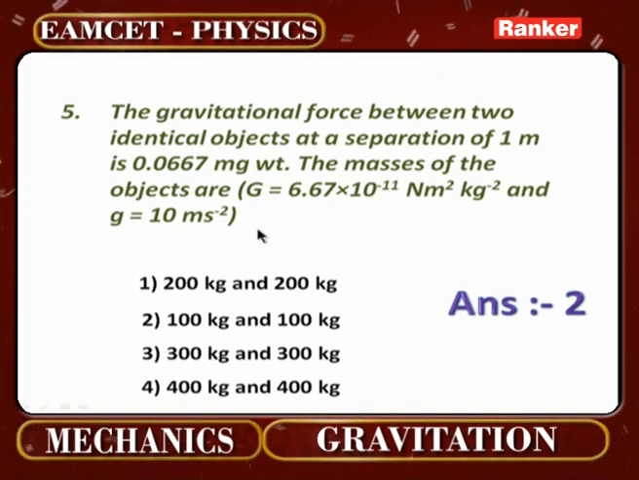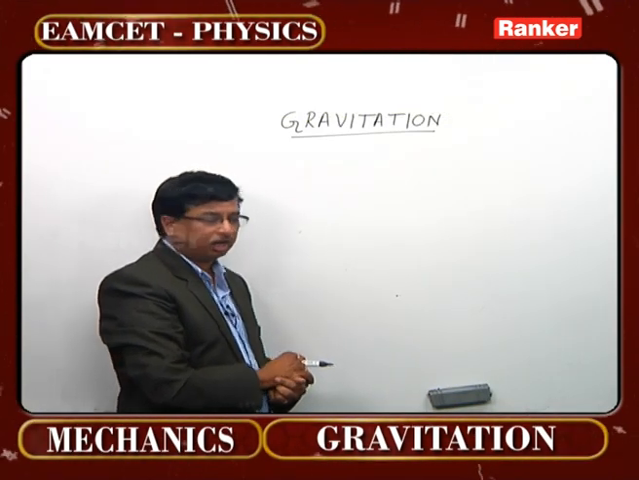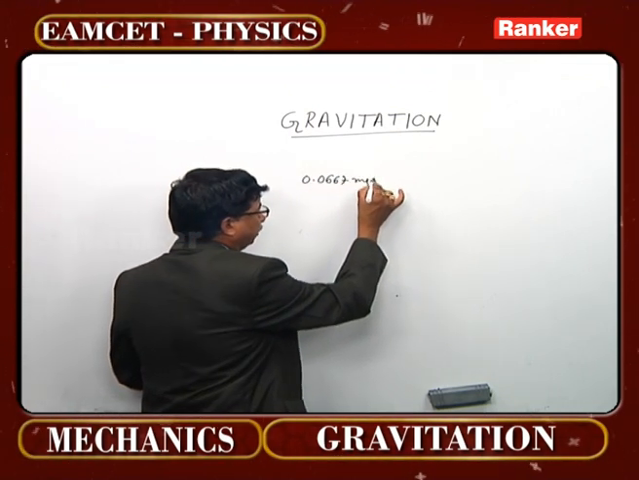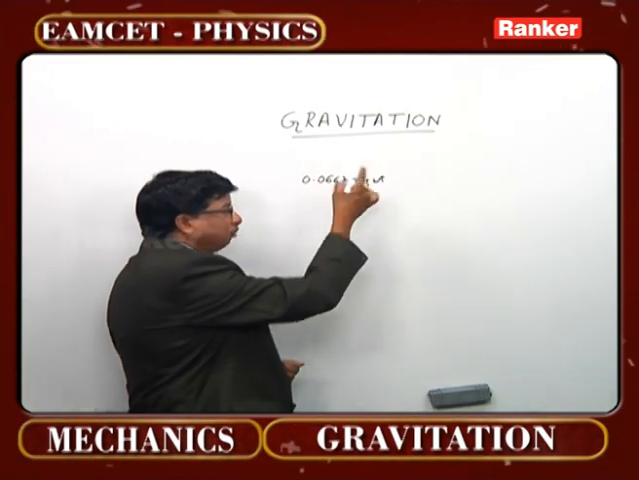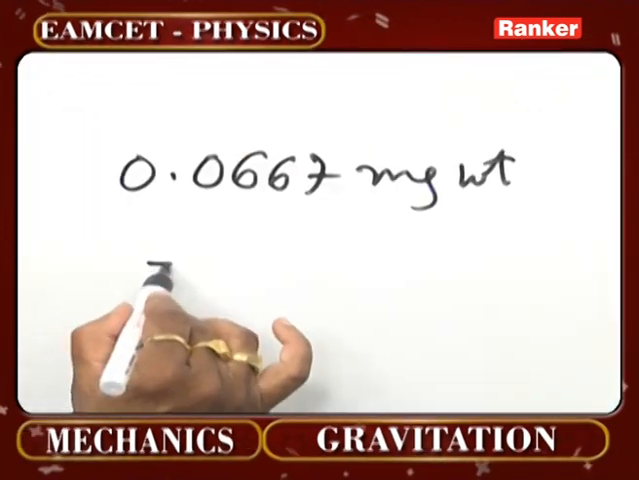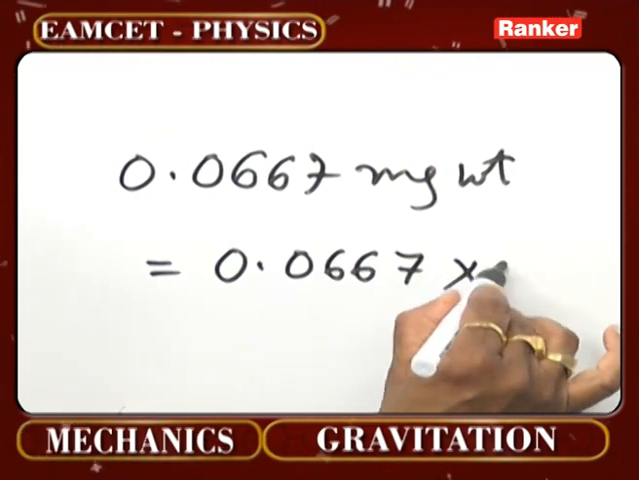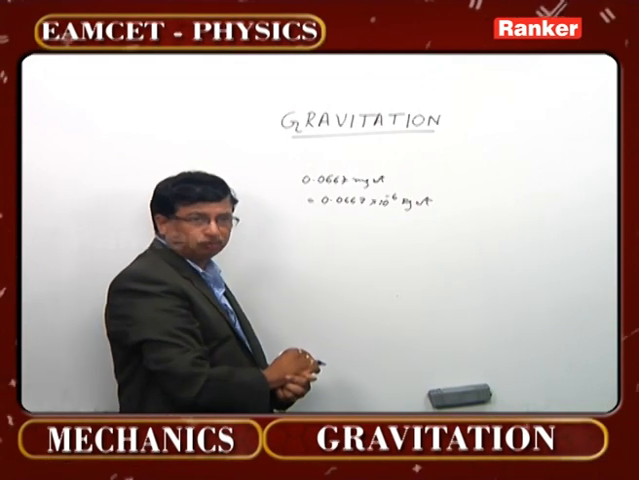Now look at what values are given and what is to be calculated from that. According to the question, the force of gravity between two identical bodies is given as 0.0667 milligram weight. What is milligram to gram? 10 power minus 3. Gram to kg, 10 power minus 3. So totally this will be 0.0667 into 10 to the power minus 6 kg weight. That is the conversion first and foremost.